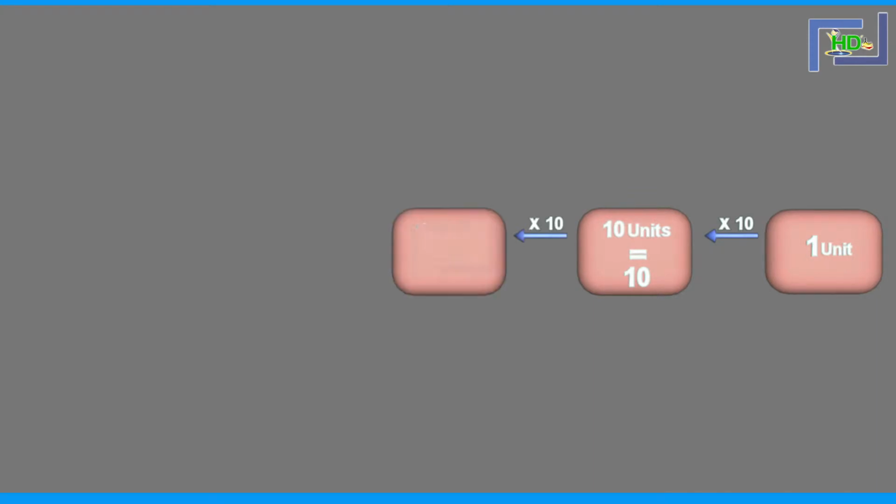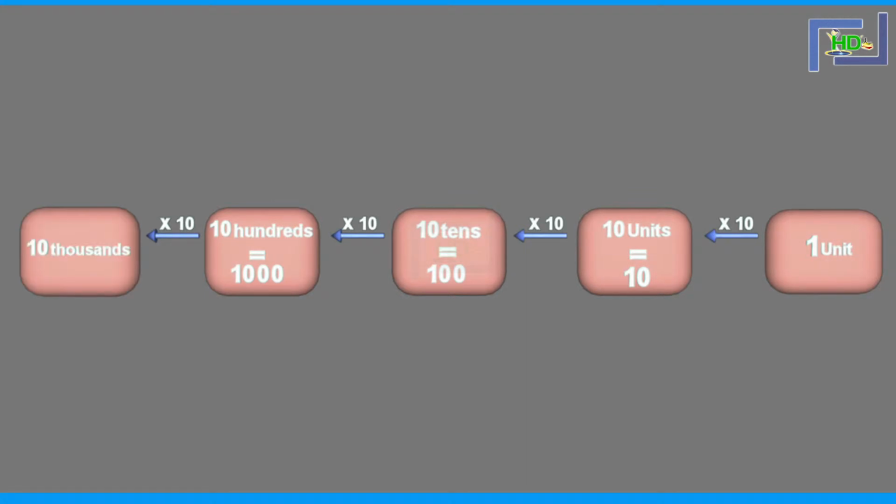Here we consider this as 1 unit. If it is multiplied by 10, it becomes 10 units or 10. If it is multiplied by 10, then it becomes 10 tens or 100. If it is multiplied by 10, it becomes 10 hundreds or 1000. If it is multiplied by 10, it becomes 10 thousands, and so on.